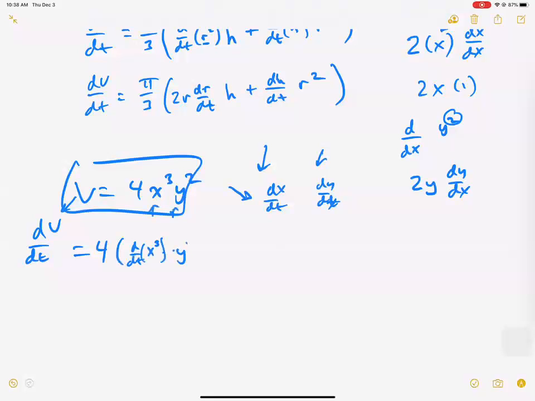And then leave y alone. So that's a big parentheses, right? Derivative of the front, leave the back alone, plus the derivative of the back, leave the front alone. That's the basic principle. Do not overthink it if you don't have to.